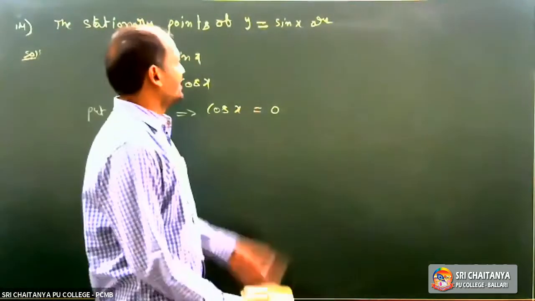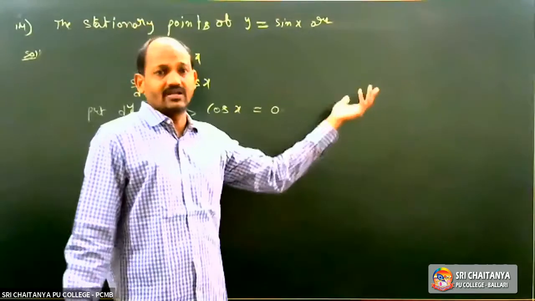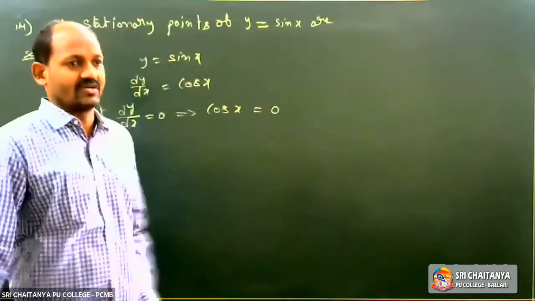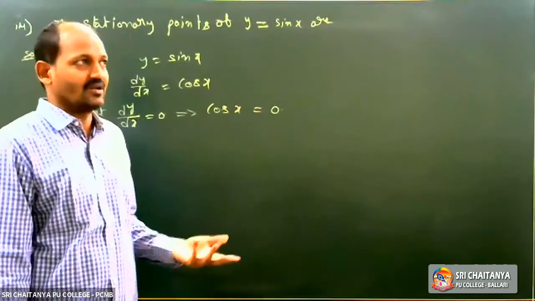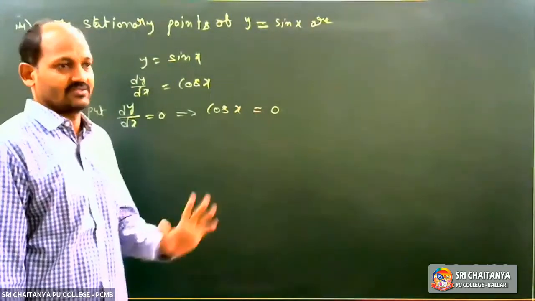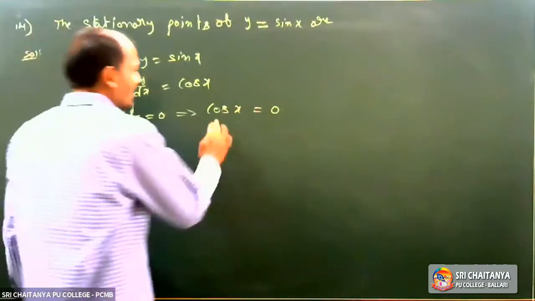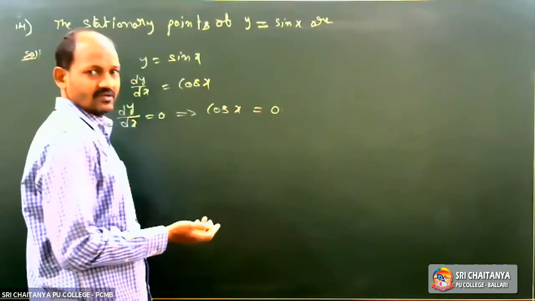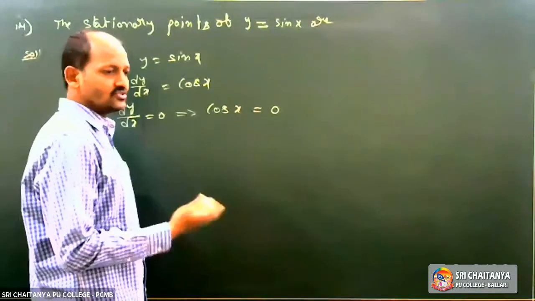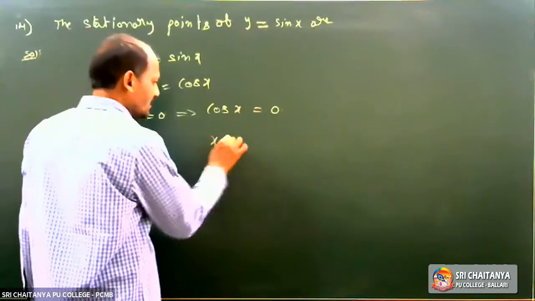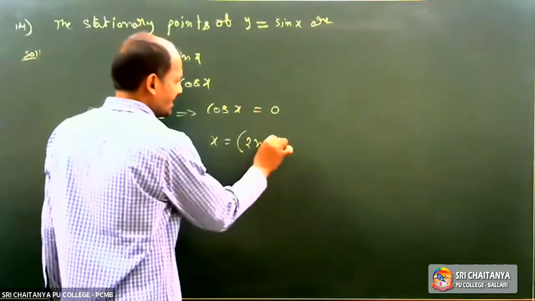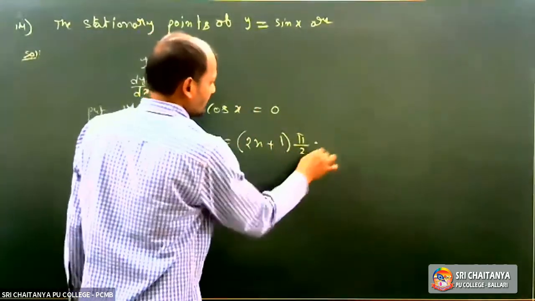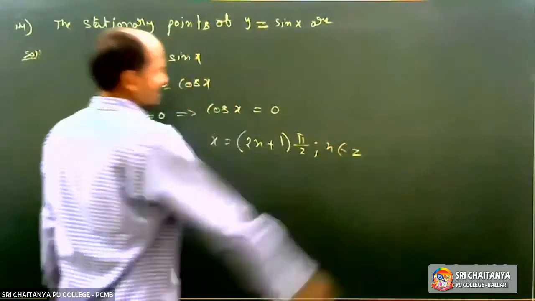Here y equal to sin x only. Intervals are not given, otherwise we would consider the first, second, third, fourth quadrants. Here no particular interval is mentioned, so every value. So cos x is equal to 0. Cos 90 is 0, 270 and so on. So clearly x is equal to 2n plus 1 into pi by 2 where n belongs to Z.